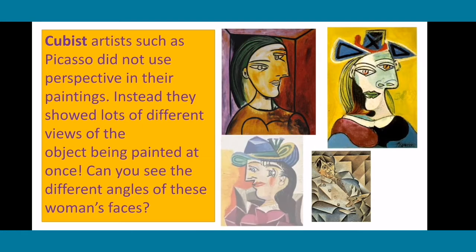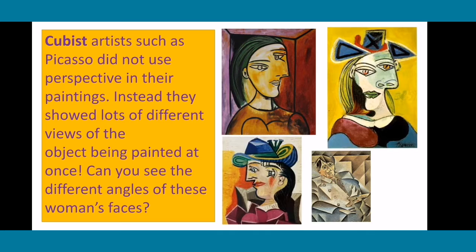Cubist artists such as Picasso did not use perspective in their paintings. Instead, they showed lots of different views of the object being painted at once. Can you see the different angles of all these women's faces?